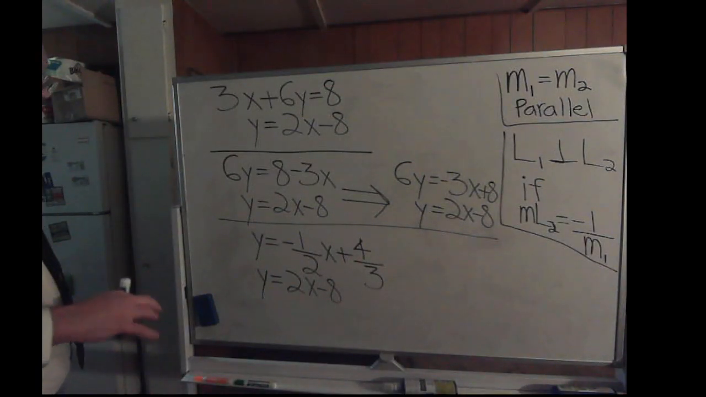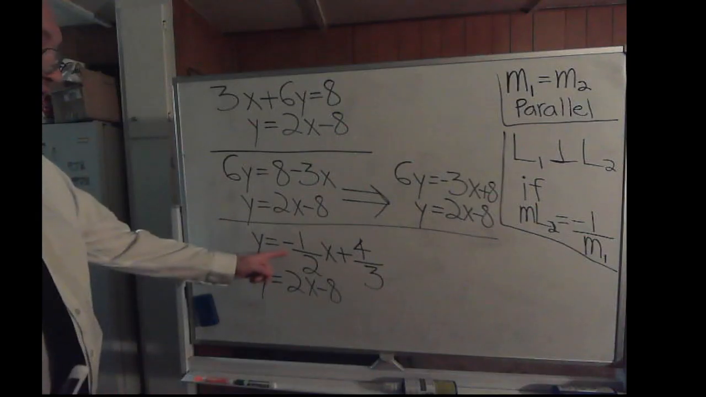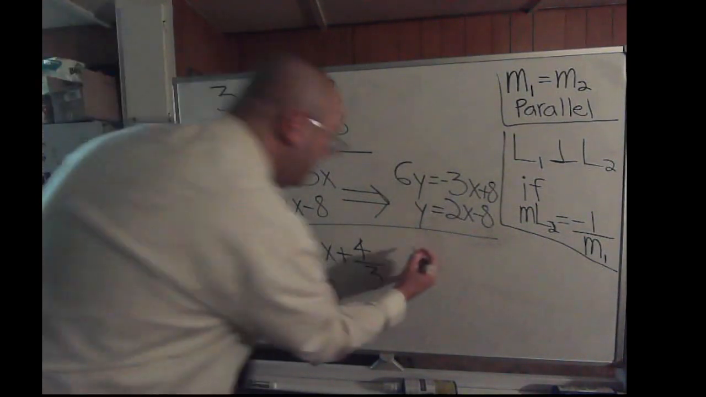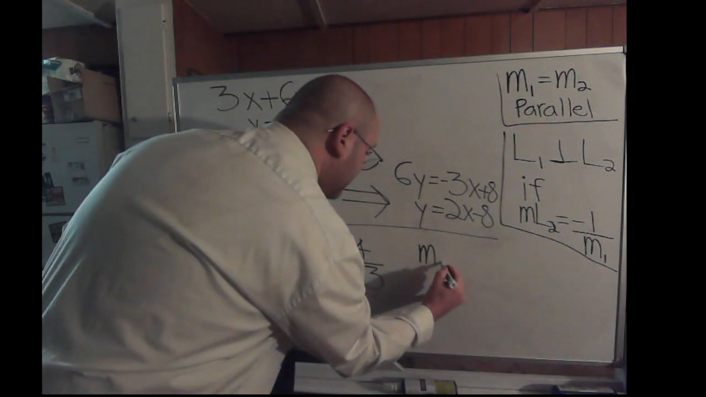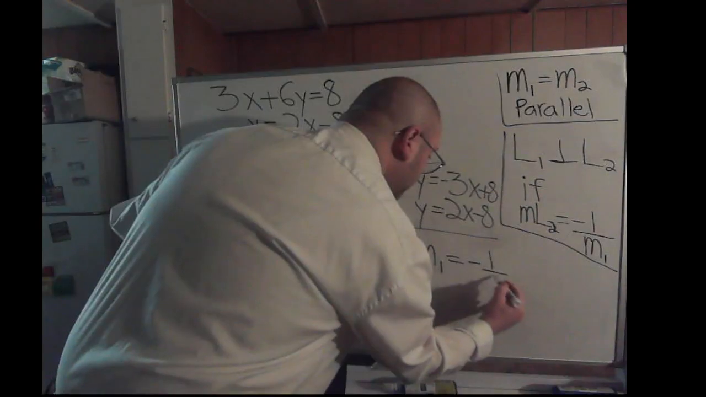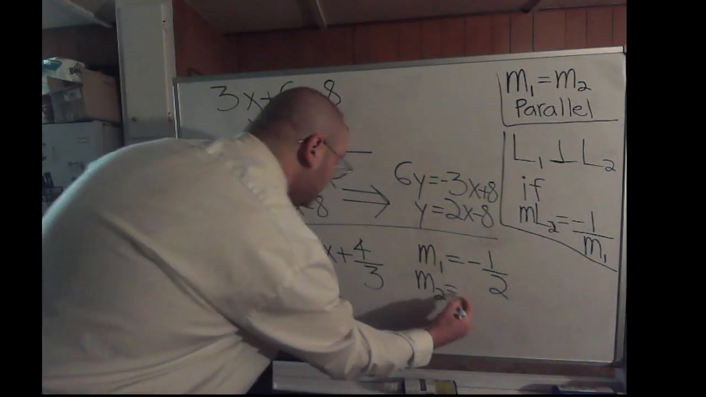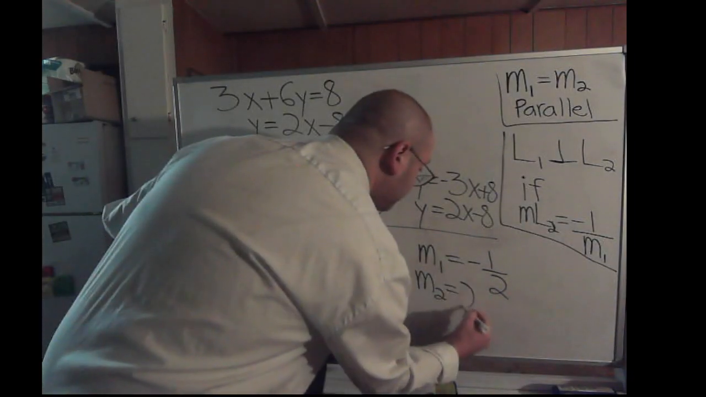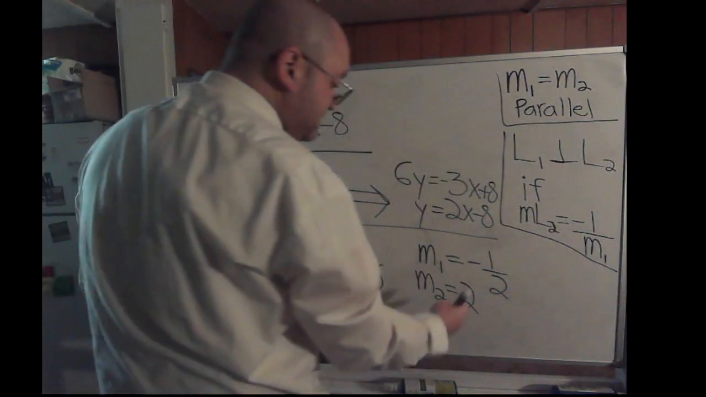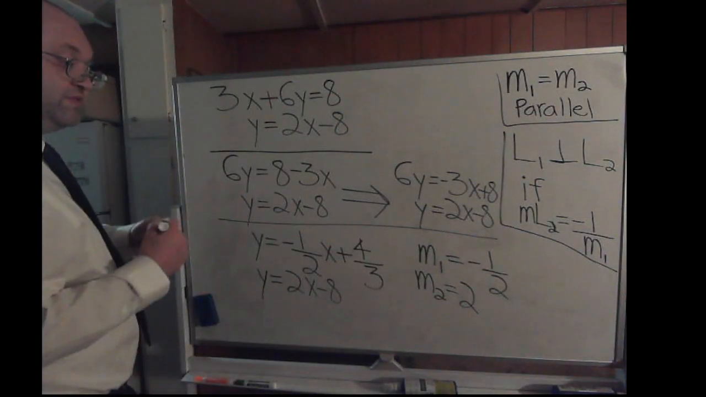So, now, in order to determine if they're parallel or perpendicular, you're just going to look at the slopes. Slope 1 of the first equation, I'll just say m sub 1 is equal to negative 1/2. Slope 2, which would be m sub 2, that's equal to 2. Well, I think it's clear to see that negative 1/2 and 2 are negative reciprocals of each other.